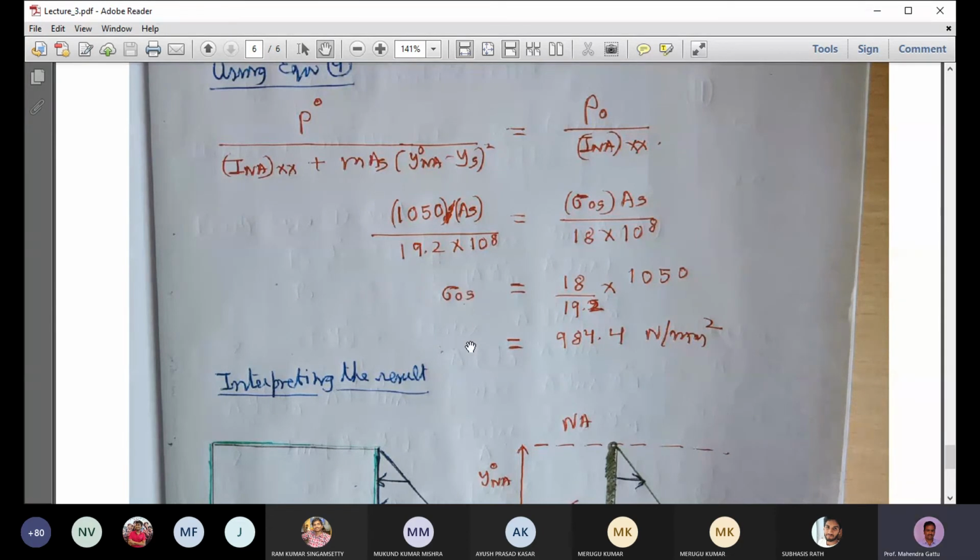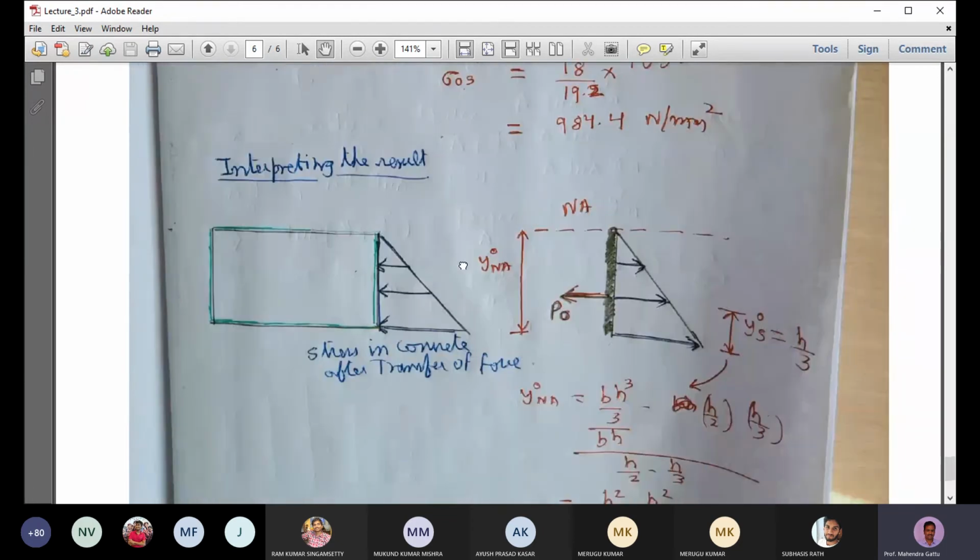Okay, and let's look at this problem more. How to interpret this result? What we have is the neutral axis coinciding with the top portion of the beam. That means the entire concrete area is below the neutral axis, so all the concrete is in a state of compression. After the force has been transferred, the entire concrete is in a state of compression.